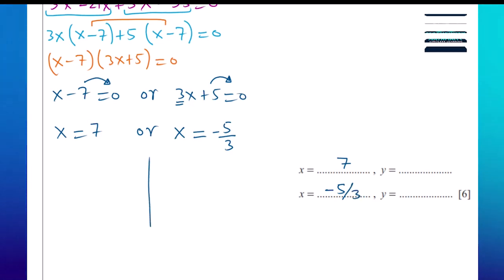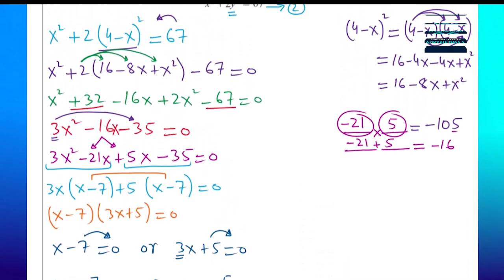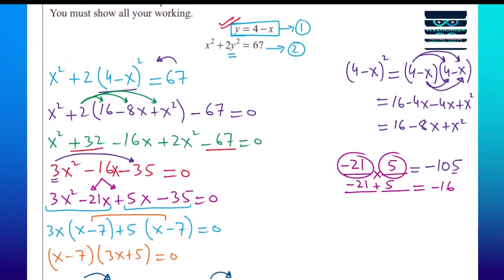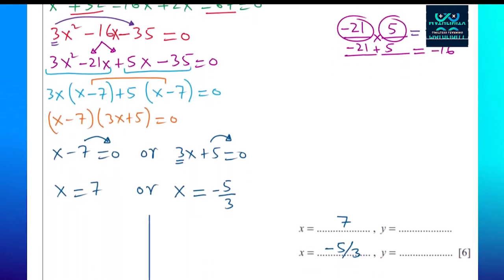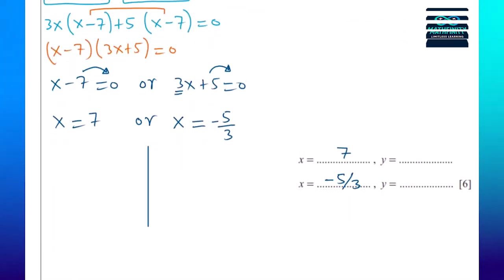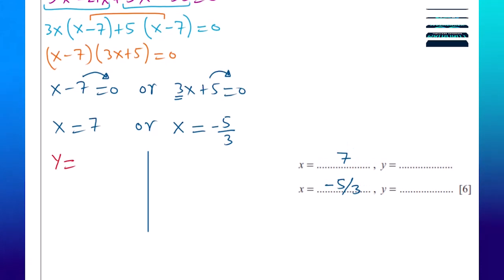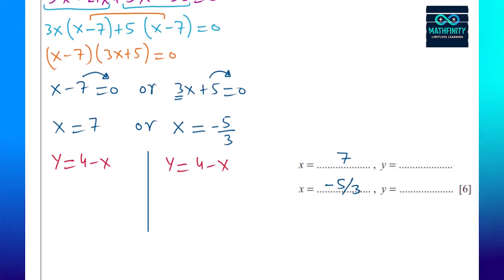After this, you have to find out the values of y. These two values we can substitute in the linear equation, and you can see the linear equation is here, this one. You can even substitute in the quadratic equation, your answer will be the same. But linear is easier, so the 2 x values we got, substitute here. y is equal to 4 minus x. You will substitute the values.